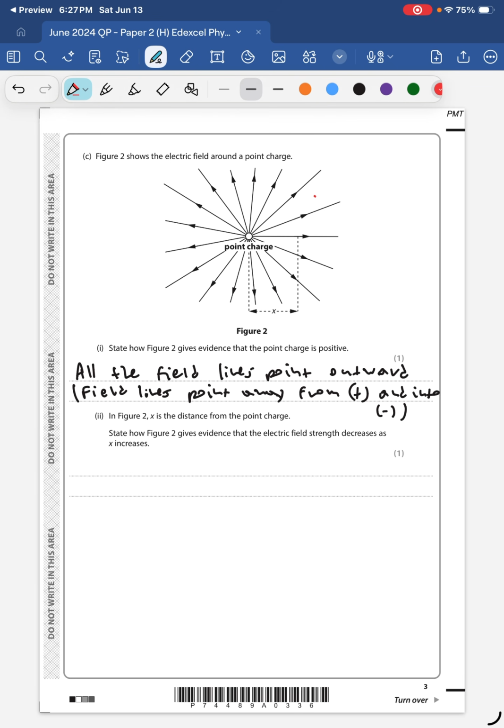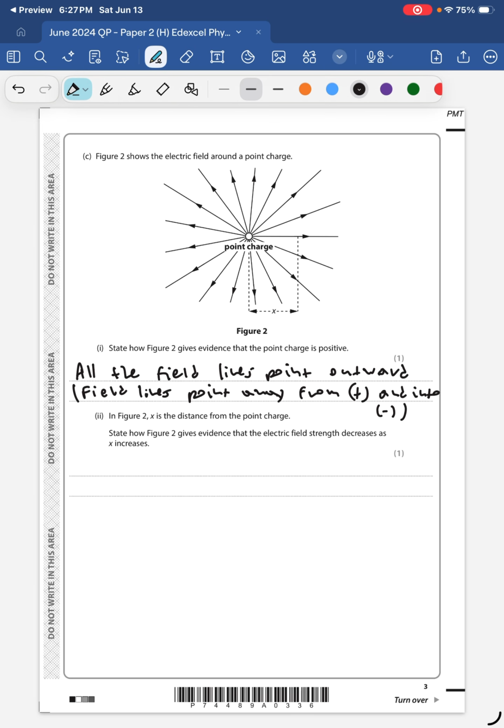So the idea is that if I put a positive test charge where the red dot is, it's going to experience an outward force like that. And if I put a negative charge, which I denote with blue, it's going to be pulled in. All right, that's good. Let's continue.